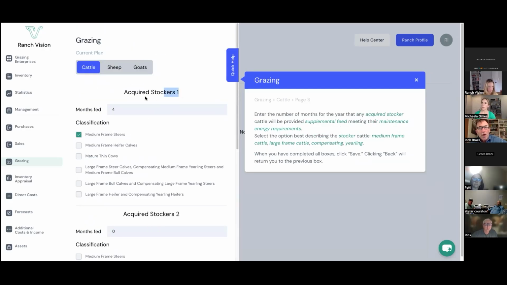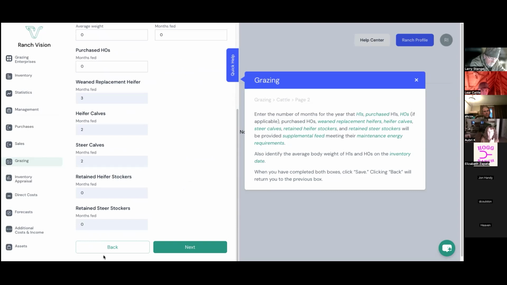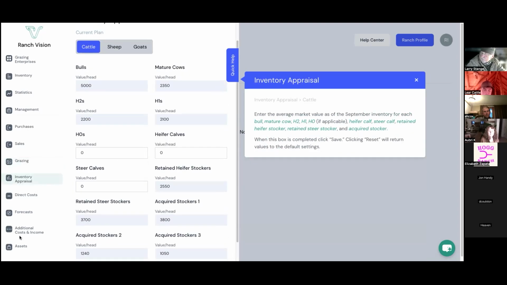If you have stockers, then you just identify what type they are. Are they medium frame steers, medium frame heifers, calves, mature thin cows, etc.? Just whichever category best approximates what those animals are. And Aubrey's clarifying their breeding season is when the bulls are put out. Yes, thank you.